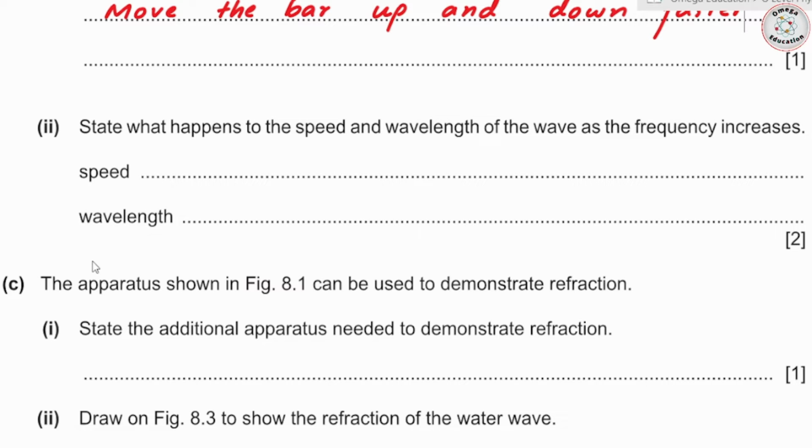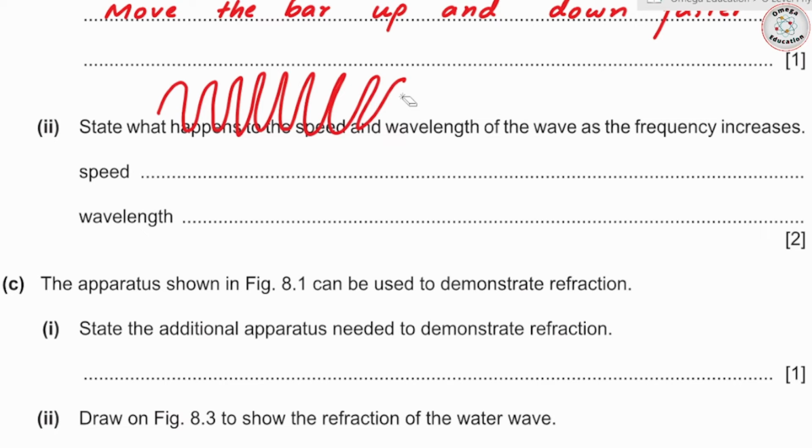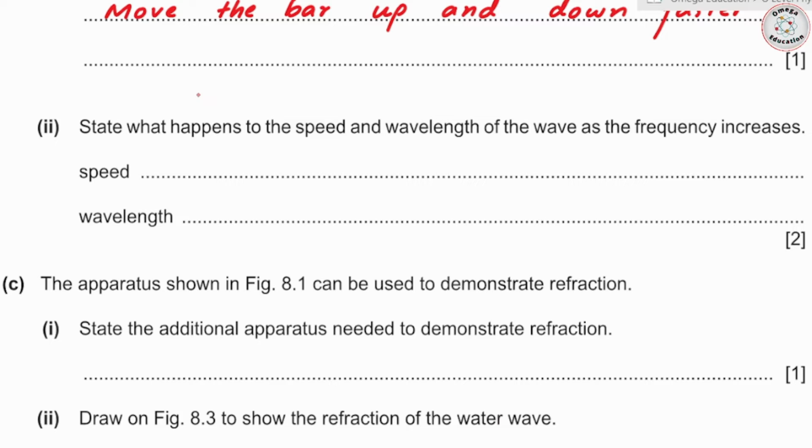Then we have the next one: state what happens to the speed and the wavelength of the wave as the frequency increases. So as the frequency increases, it means the wave is now compressed. There are more number of waves per second. The wave is traveling faster, it's kind of compressed. So if the wave is compressed, the wavefronts are close to one another, then the wavelength would be decreased. All right, so in simple words, frequency and wavelength go against each other.